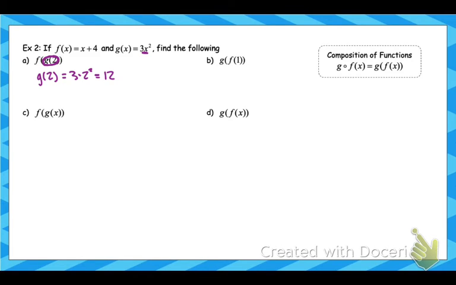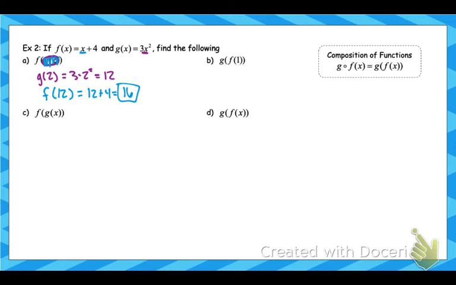Then that 12 is going to replace g of 2. So now I'm evaluating f of 12. That means take 12, plug it in for x in the f of x function. 12 plus 4 is 16.